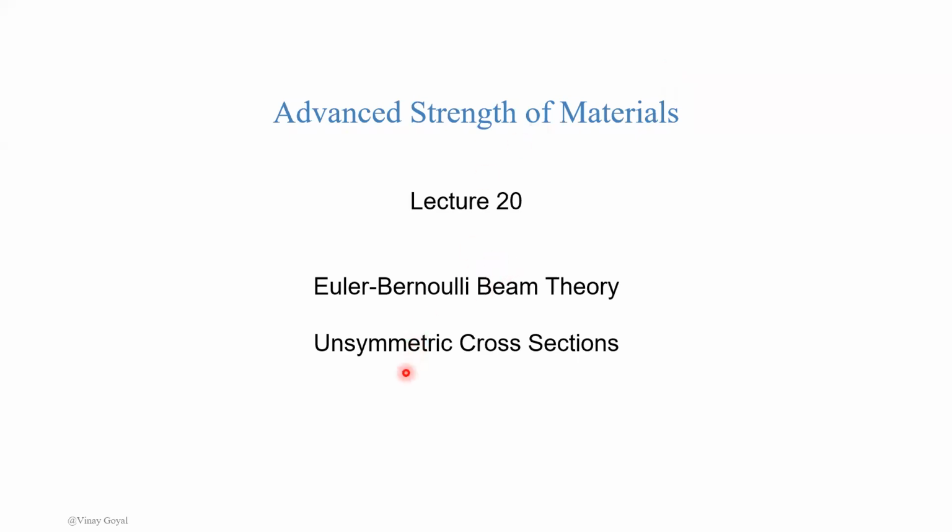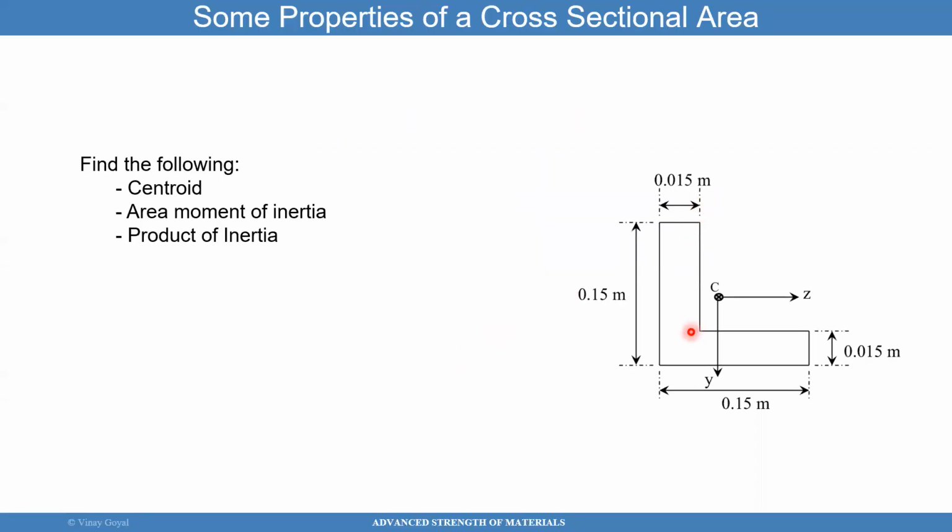So now we'll calculate how we will determine the stresses in an unsymmetric cross-section. Given the moments about, for example, in this case, I have an unsymmetric cross-section. Say I know the moments about Z and Y. How do we calculate the highest stress in this cross-section given that it's unsymmetric?